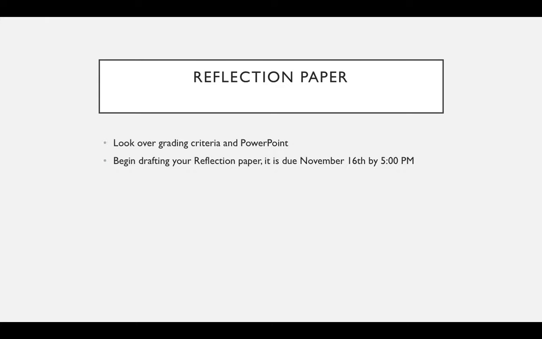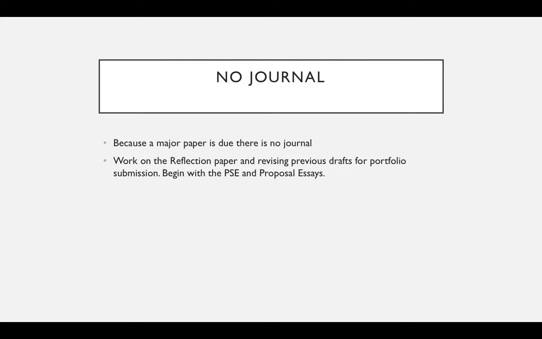Then we're looking into the reflection paper. If you look over the grading criteria and the PowerPoint, you should have a general idea of what's expected. This is much shorter. There is no citation at all in the reflection paper. It's simply a reflection of how you feel about the course. So I would suggest you begin drafting a reflection paper at some point this week. It is due next Friday, November 16th by 5 p.m. And again, you've already got a narrated PowerPoint and the grading criteria to help you with that process.